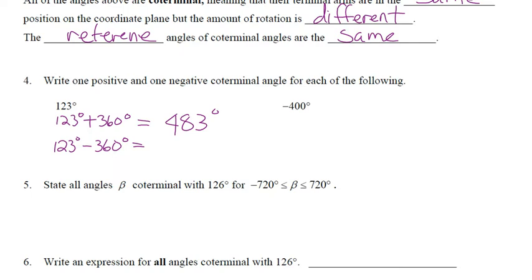What's 123 minus 360? Negative 237? Okay, negative 400 degrees. We want one positive, so adding 360 won't be enough. So what do we got to do? 720. All right, so if 360 is not enough, we'll add two 360s. And what's that? 320 degrees. Don't forget the degree symbol.